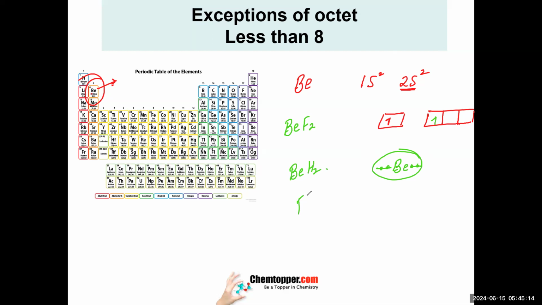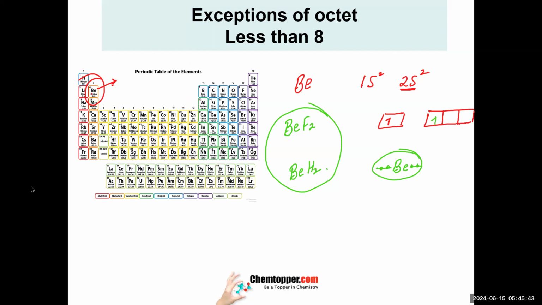Be, that's ionic. So these are the molecules which are there with beryllium. Beryllium is metallic, but with a few elements it can make covalent molecules because of its very small size. Small size means more non-metallic character. So that's the story about more than 8, less than 8, and exactly 8.